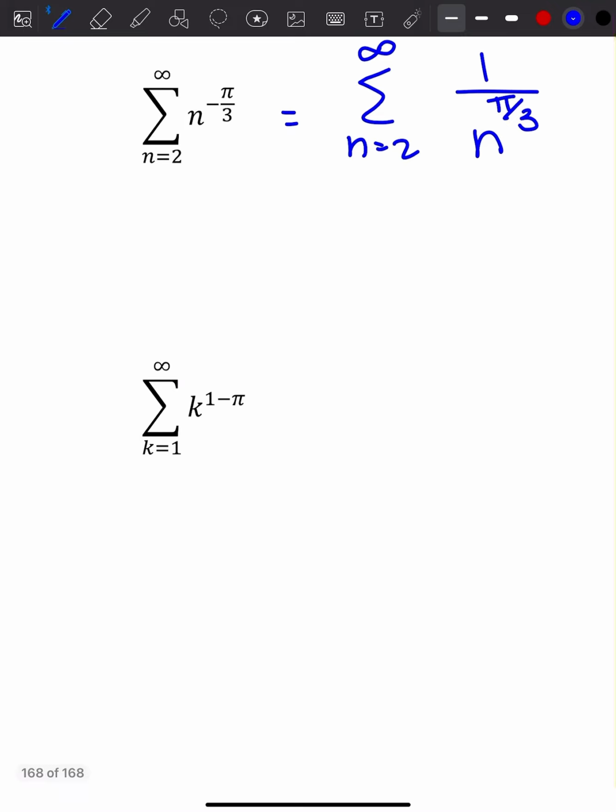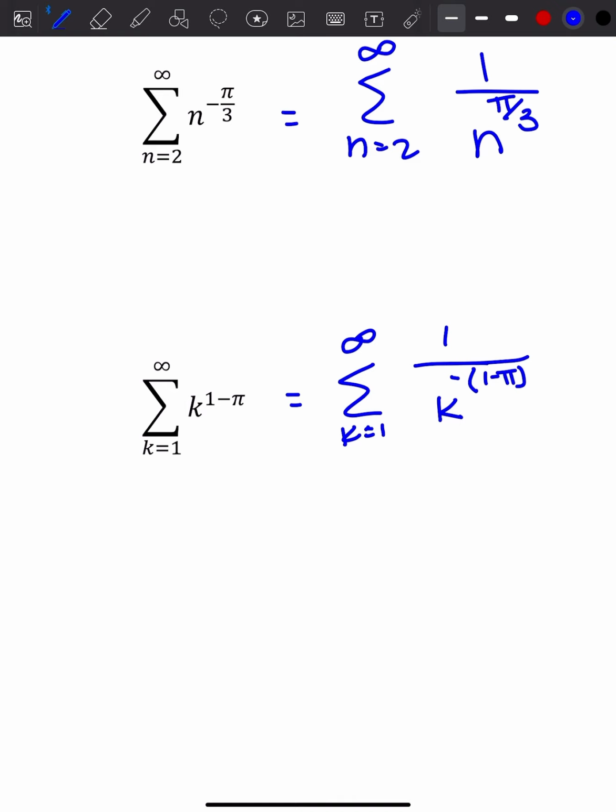And our last one here, we have the summation from k equals 1 to infinity of k to the power of 1 minus pi. So we have a couple different options on how we might approach this. What I'm going to do is I'm going to go ahead and do what we've been doing, which is just move it to the denominator. So we have 1 over k to the negative 1 minus pi power.